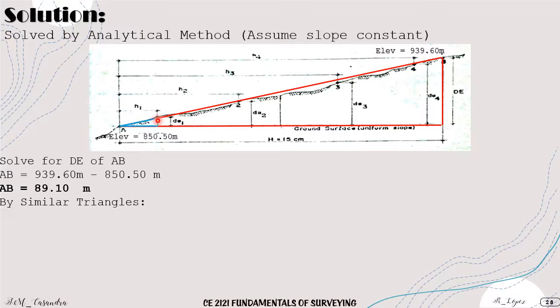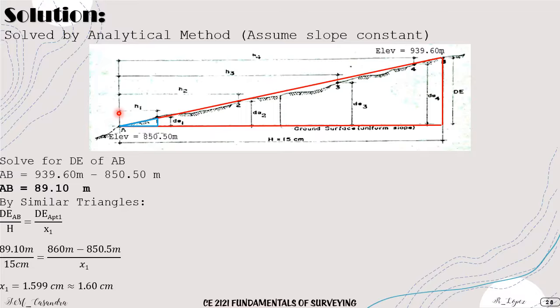So from there, the two similar triangles, we now have DE of AB divided by the horizontal distance on the map is equal to DE, or difference in elevation of point A and point 1, or the 860 mark, divided by x1, or this is in the figure h1. So substituting the values, we have now x1 equal to 1.599 centimeters, or approximately equal to 1.6 centimeters.